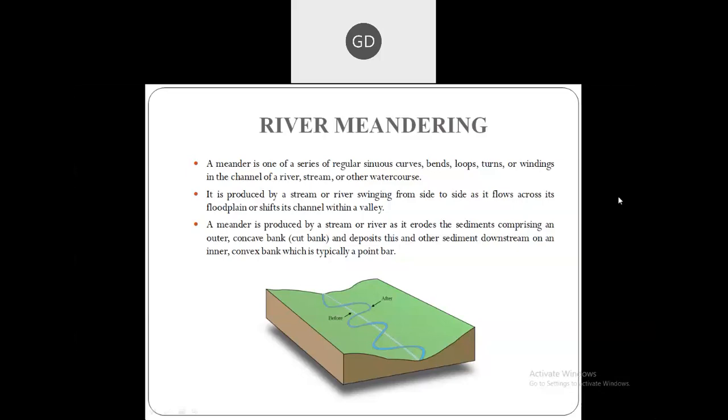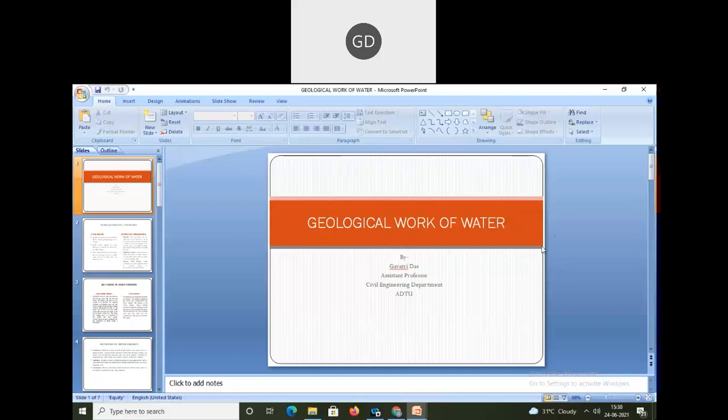These meanders are developed mostly in the middle and lower reaches of major streams, where lateral erosion and deposition are happening. So you will remember a meander as a curved or zigzag path acquiring a loop-shaped course, with the stream flowing in a zigzag path. The process of development of this zigzag type of channel is known as river meandering. So this was about the geological work of water.